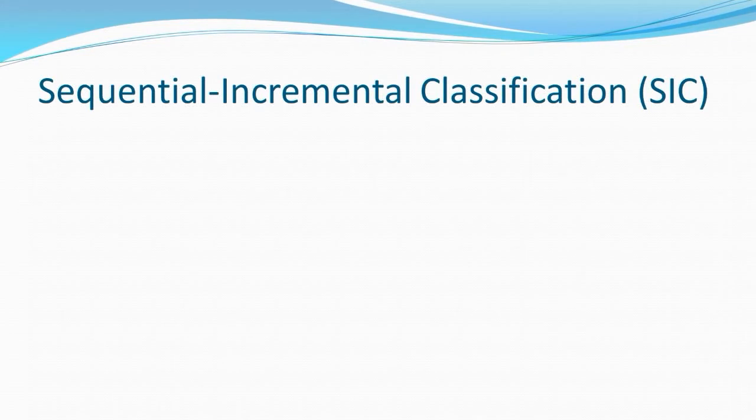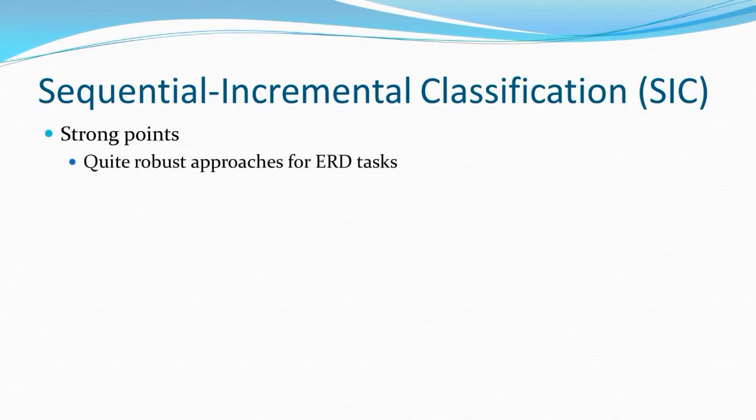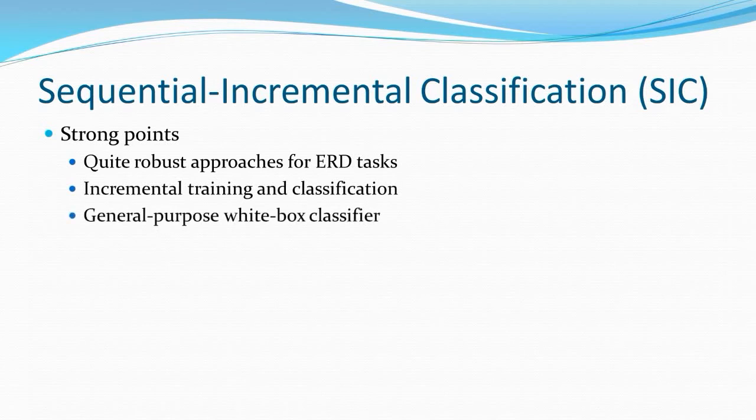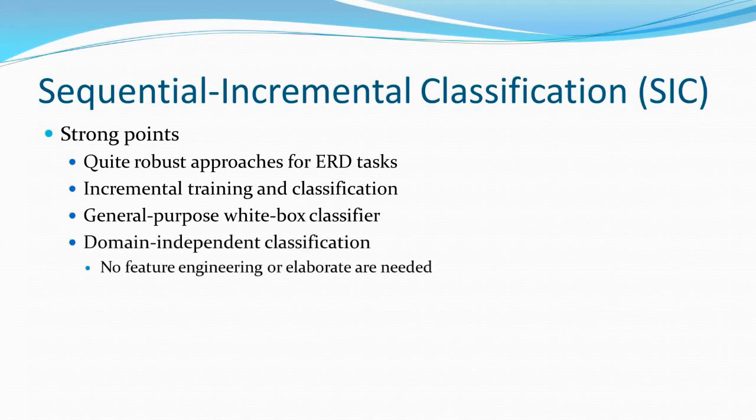Sequential incremental classification's strong points are: it is a very robust and efficient classifier for early risk detection tasks. It supports incremental training and classification of sequential data. It is a general-purpose white box classifier that allows interpretability of results. Its domain-independent classification does not require feature engineering or complex rules to decide when to classify subjects. However, the main weak point is that it requires two hyperparameters to work, sigma and lambda.